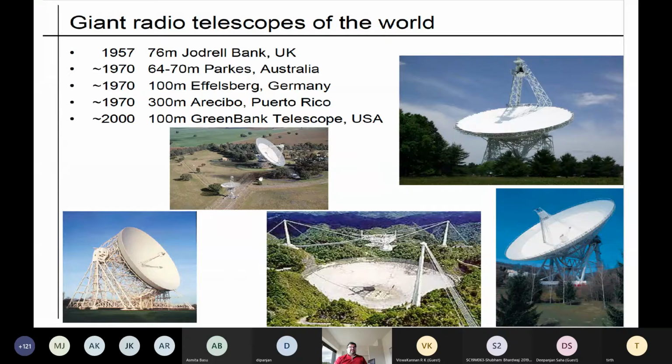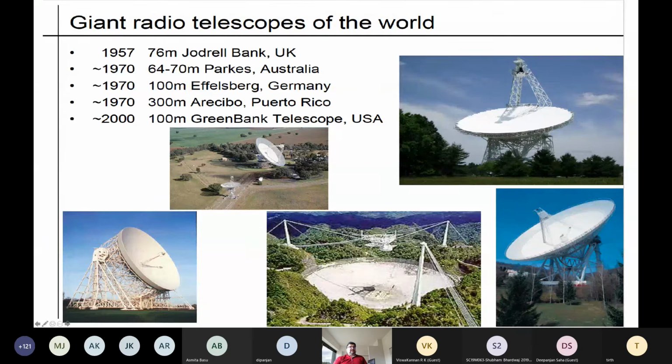Now 100-meter is a sprint, right? So this is a gigantic structure. But these two were the record holders, kind of, until recently. China built this FAST telescope, which is 500 meters in size, but effectively, instantaneously, its effective area is kind of 300 meters or so.